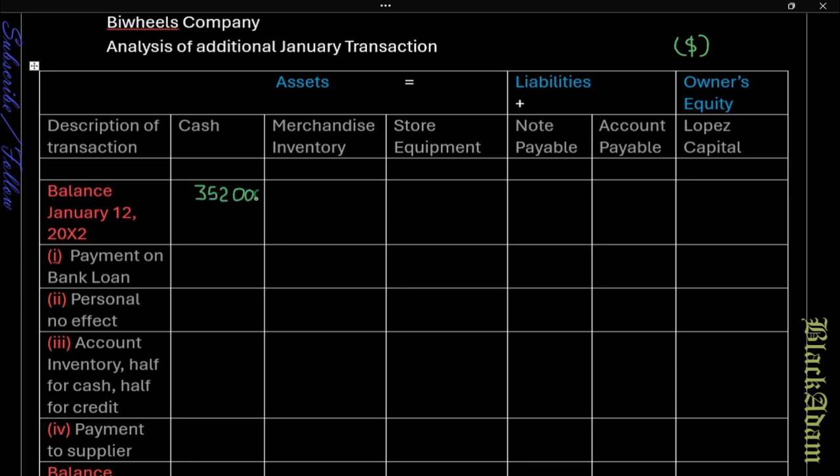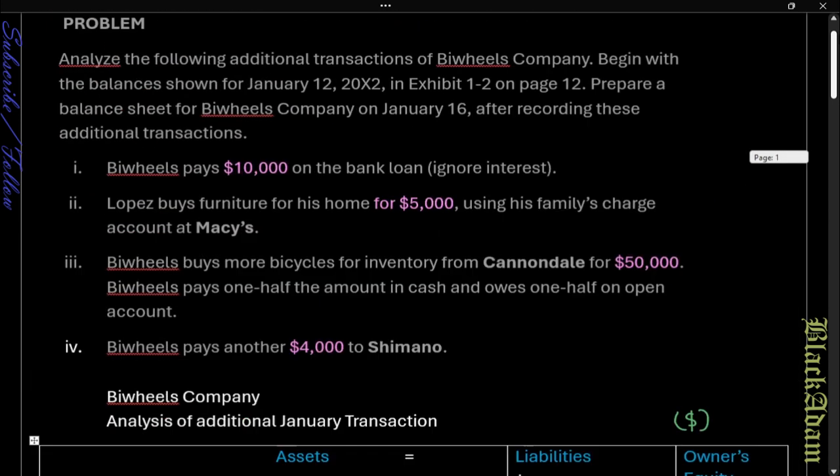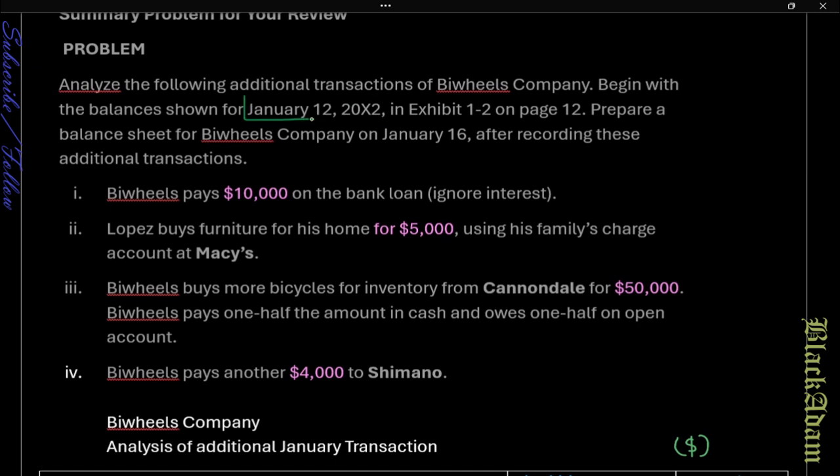So that was 352,000. That was given from the previous information. I didn't include that here. And then 159,200. That was inventory. And then the equipment for the business was 14,000. Notes payable, what it was owing the bank, 100,000. And accounts payable, what's owing to creditors, suppliers to the business, was 25,200. And the capital was 400,000.